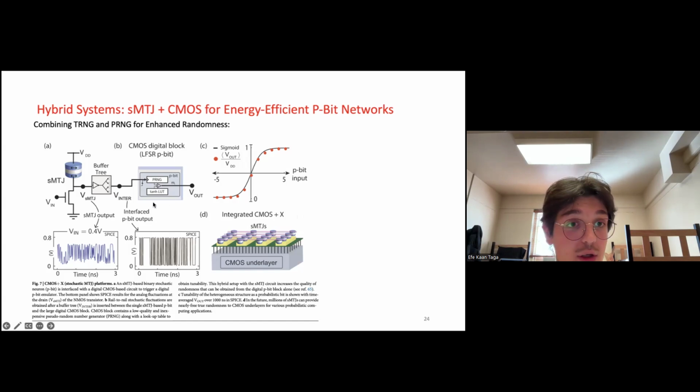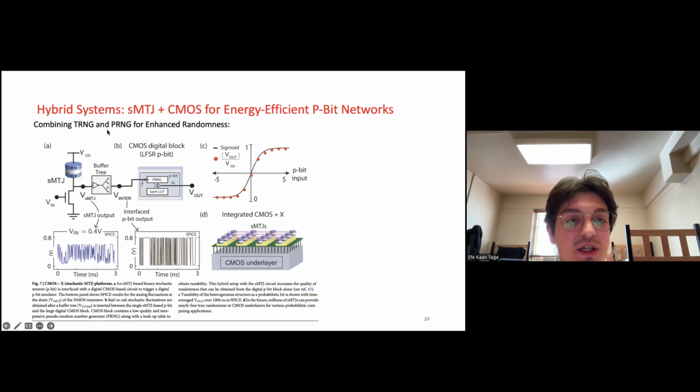How does the hybrid system work? Here's the key point: our SMTG produces a physical random telegraph noise, and our CMOS circuit processes the RTN using a PRNG and a lookup table to create a tunable probabilistic output. Here we can see it. Our CMOS digital block has a PRNG and a tanh LUT, and energy efficient p-bit probabilistic bit networks with sigmoid.